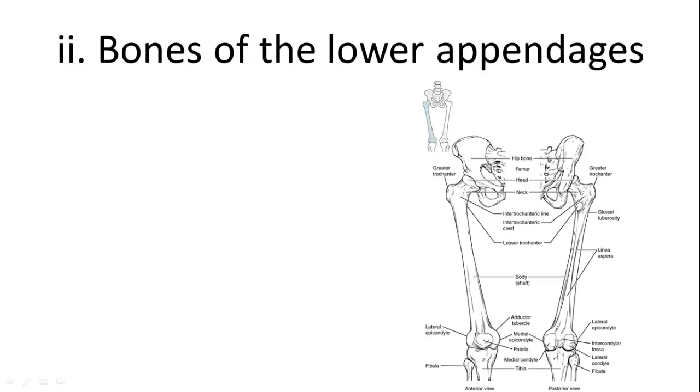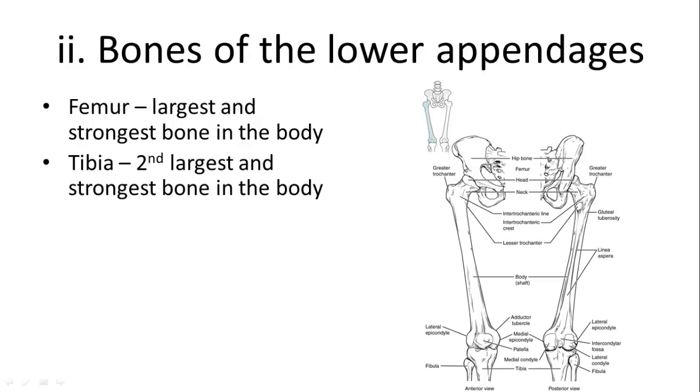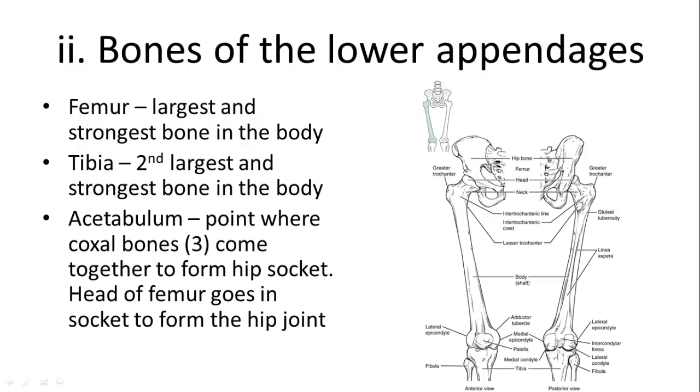All right, from there we got the bones of the lower appendage, including our femur, which is the largest and strongest bone in the body. The tibia is the second largest and strongest bone in the body, right below that. The acetabulum is the point, or the socket then, where the three coxal bones come together and form where the head of the femur goes into the hip joint.